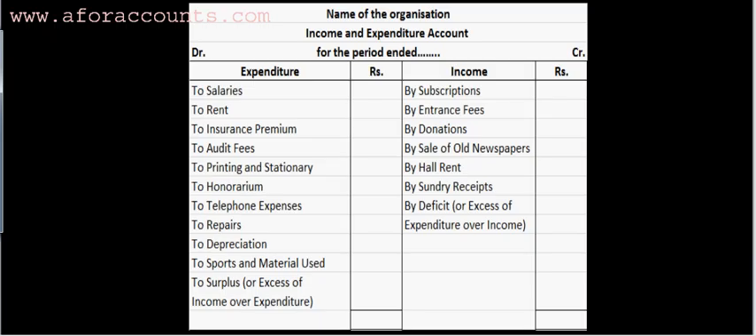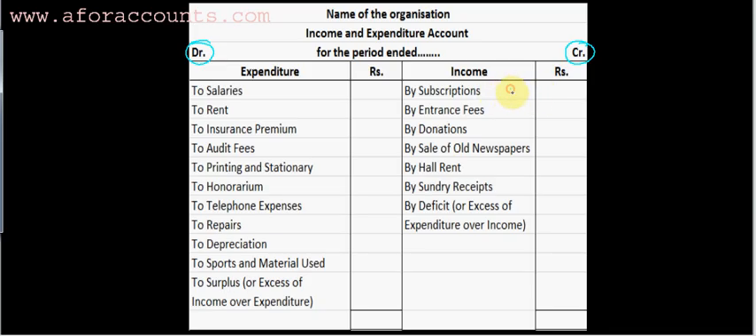So instead of making a profit and loss statement, what we make is an expenditure and income statement. In profit and loss also we debit all the expenses. So here you see that we are debiting the expenses and we are crediting the income side. Okay, so what are the sources of income for a not-for-profit organization?